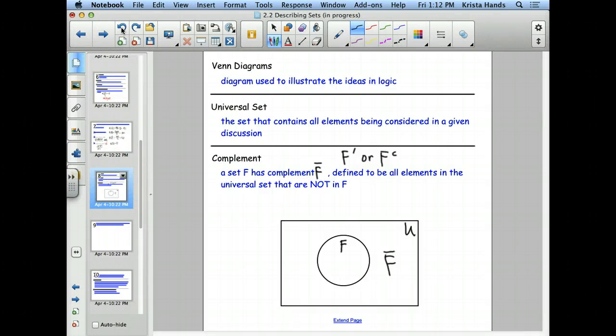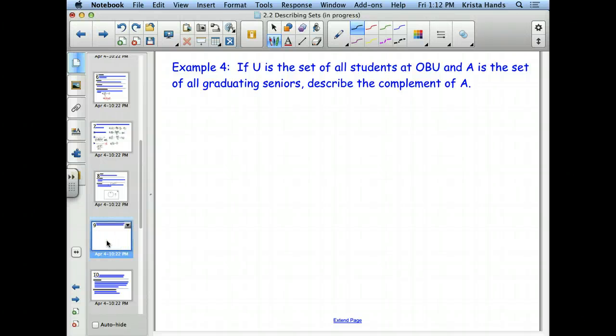So if we said our universe was, well, I'm going to do the example next actually. We'll just do it. If our universe is the set of all OBU students, and A is the set of the graduating seniors, then what would A complement be?